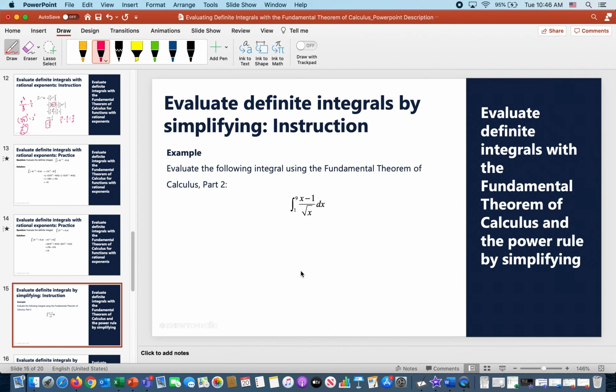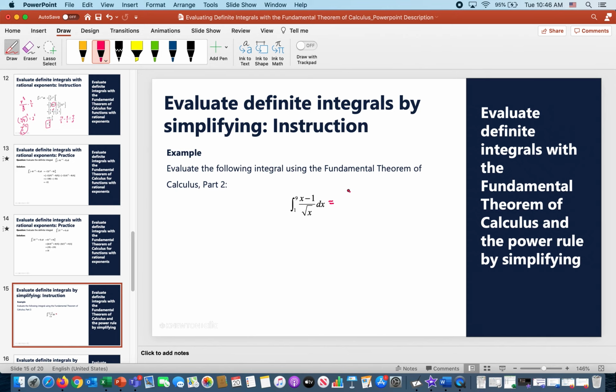Okay, so x minus 1 over the square root of x dx. This integral is really complicated if you don't pick up on this one little thing. I can change this fraction so that it is one fraction that looks like this.